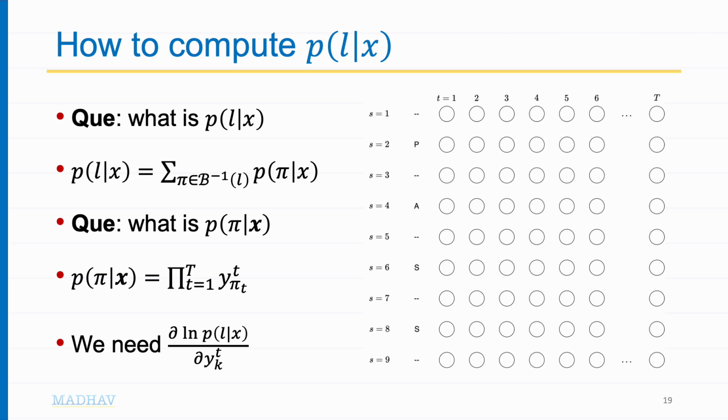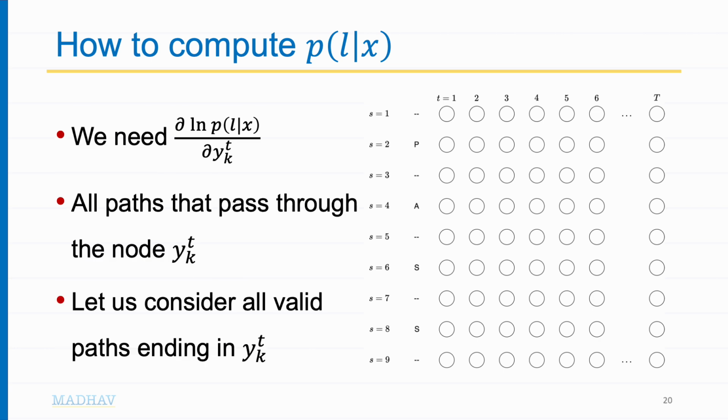Okay, now let's do it properly. I'm saying all paths that pass through the node y_t^k. So let us consider all the valid paths. We'll break the problem into two parts. On the left side, we take all the valid paths which end up in this neuron. On the right-hand side, we take all the valid paths which start from this neuron. This neuron becomes like a bottleneck. All the paths have to pass through it, only then the derivative will be non-zero. Otherwise, the derivative is 0.